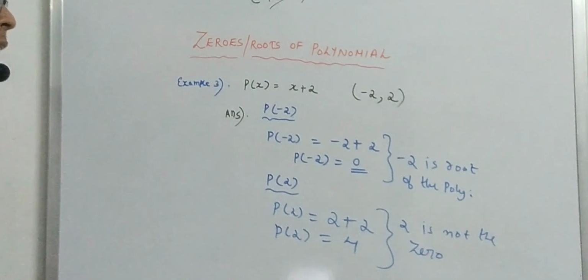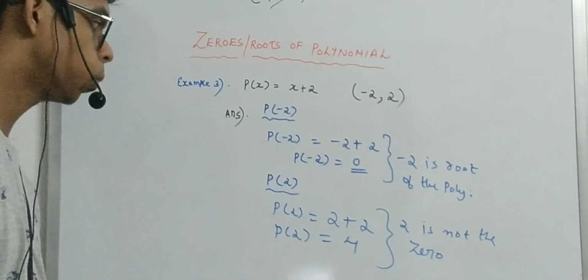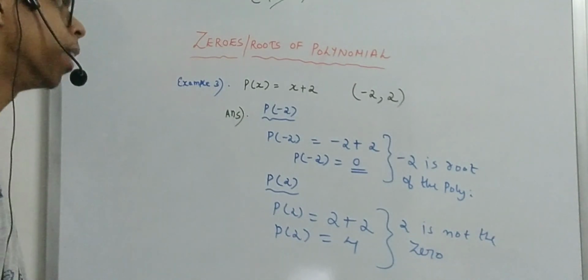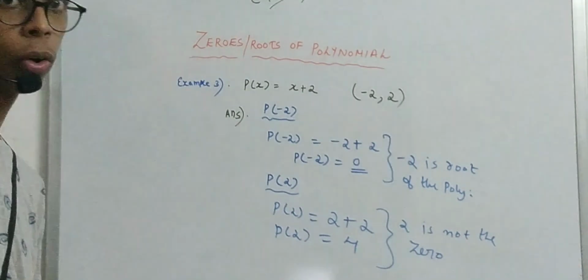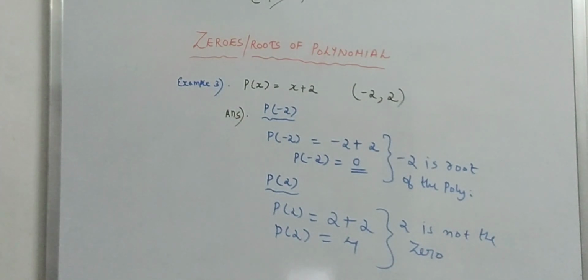So you can write the answer as minus 2 is the 0 of the polynomial, but 2 is not the 0 of the given polynomial. Okay, you can conclude like that. Okay, I hope it is clear.